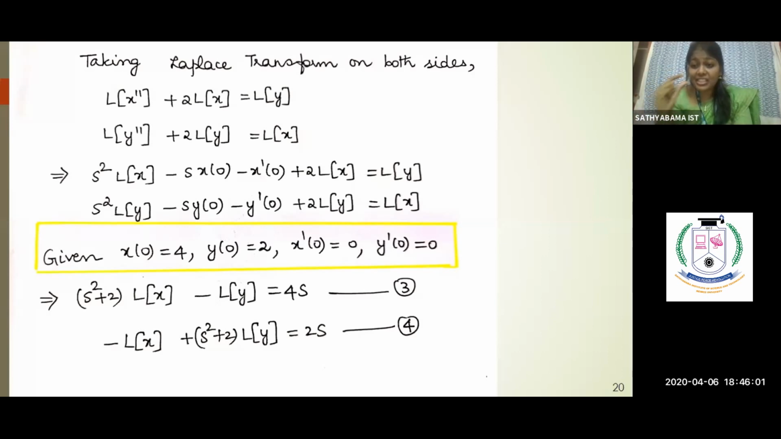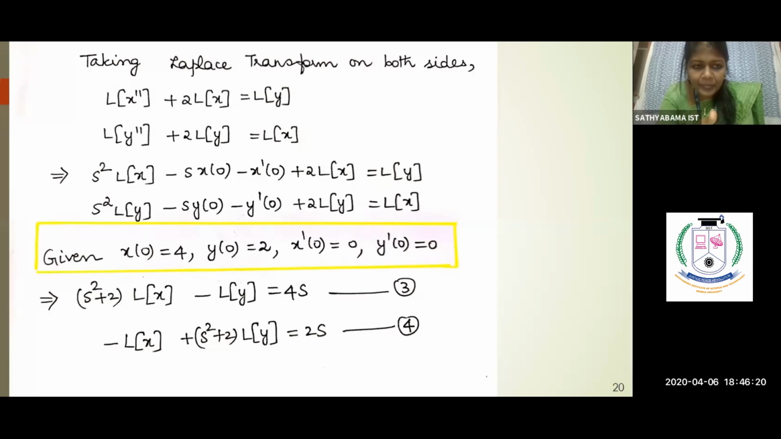Now when you get equations 3 and 4, what should you remember? I said first write the L of x term, then write the L of y term. Take all the other terms to the other side. That's what I said, right? So I hope you remember that. So let's look at the third step. From the third step, I'm writing equation 3.